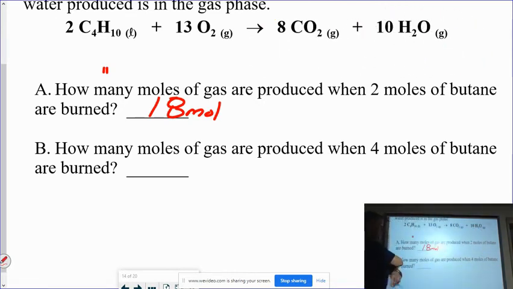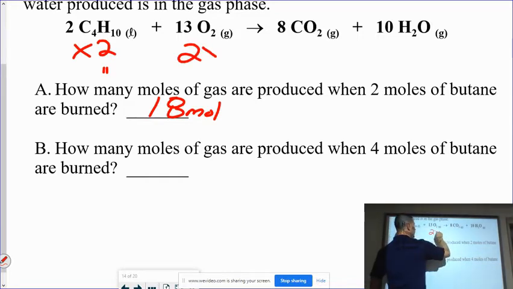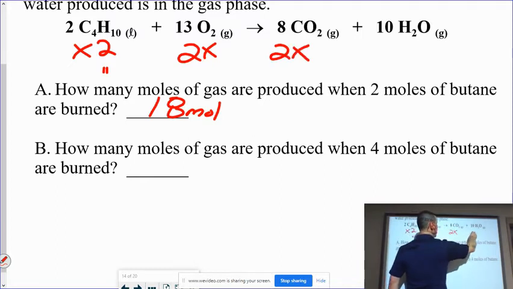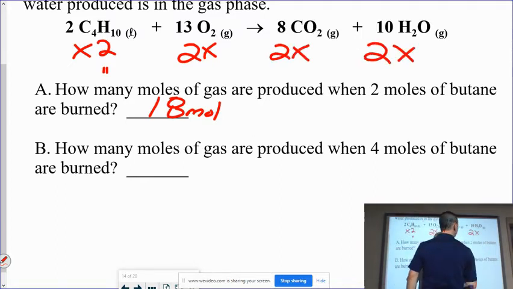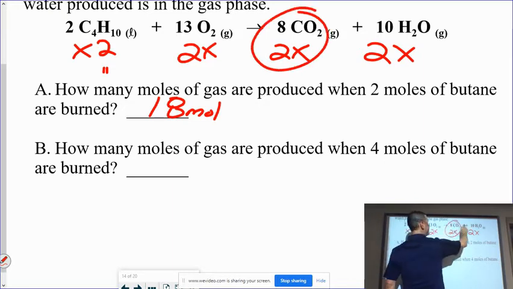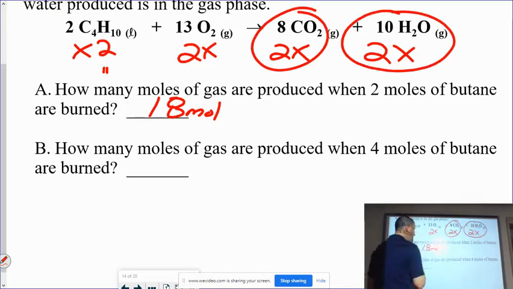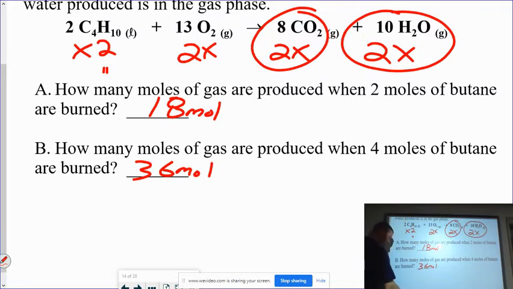All right, so how many moles of gas are produced with 4 moles? So if I double the moles of butane, then I would double the moles of oxygen that are used, and I should get twice as many carbon dioxide. I should get twice as many of these. So that's 16, and that's 20. So if we do the math on that, we end up getting 36 moles of gas that are produced.